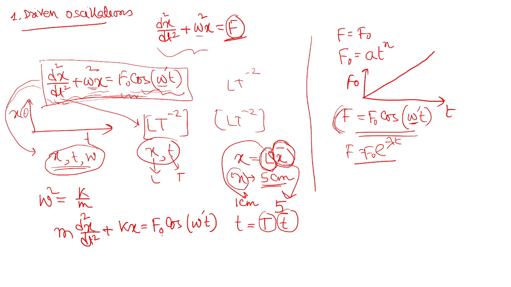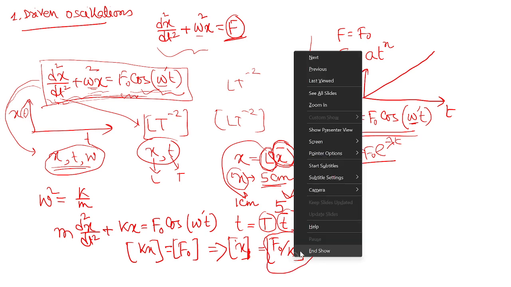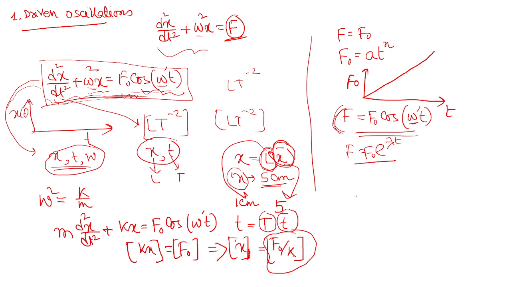So this kx dimension should be equal to the f0 dimension. From that we can write down that the dimension of x should be equal to the dimension of f0 by k. So this is the length scale of our problem, because this f0 by k has the dimension of length. So we can write this x as f0 by k.